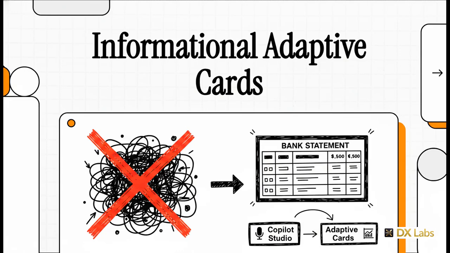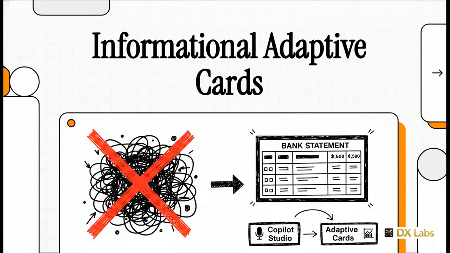All right, picture this. You hand an employee a neatly formatted bank statement instead of just giving them a messy, unbroken paragraph of raw numbers. Well, that is exactly what adaptive cards do for Copilot Studio responses. When we need to communicate complex data clearly, plain text just doesn't cut it. We need structure, we need alignment, and we need total visual clarity.